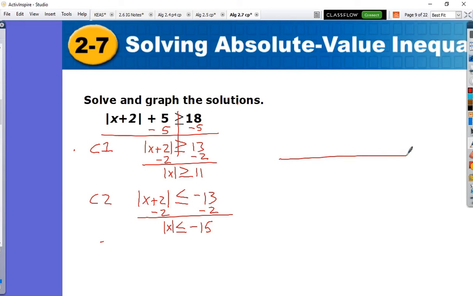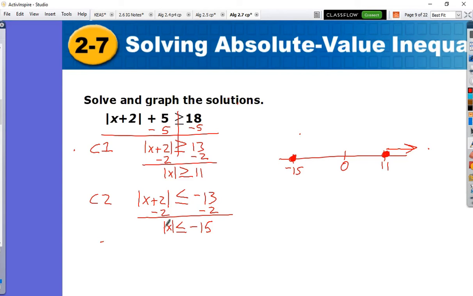So we'll put this on a graph. Here we have 0, we have 11, and we have negative 15. Now looking at what we got here, x is greater than or equal to 11, so it can equal 11. So it's going to be a filled in circle on 11. x can also equal negative 15, so a filled in circle on negative 15. Now x is going to be greater than 11, so we're going to be going that way to show all values bigger than 11.